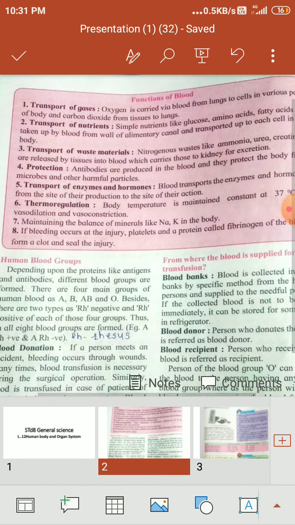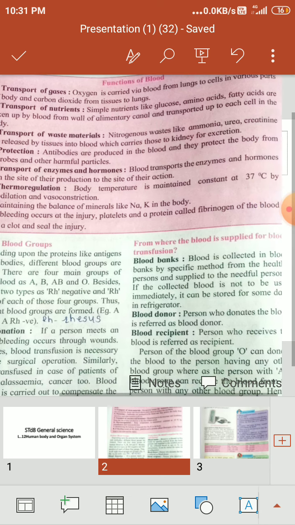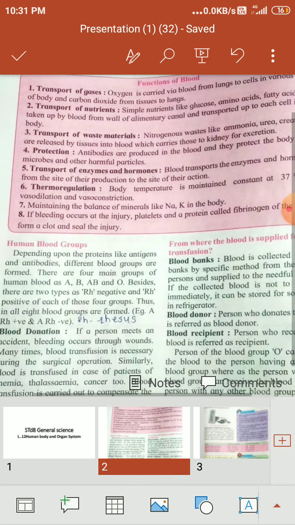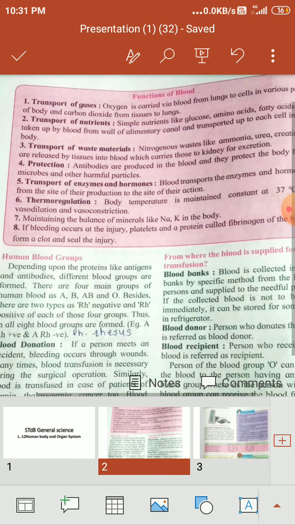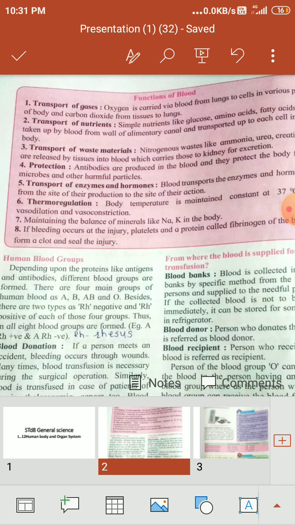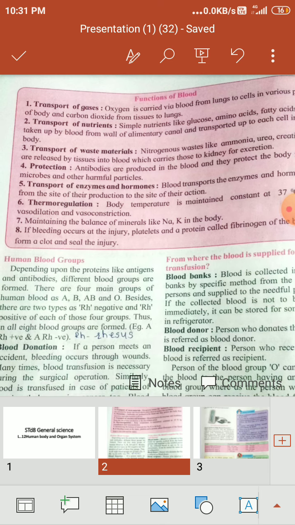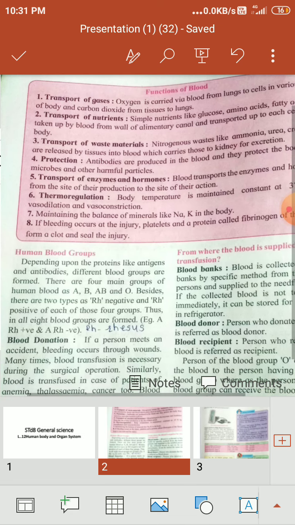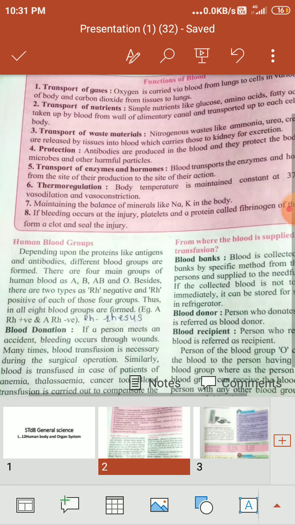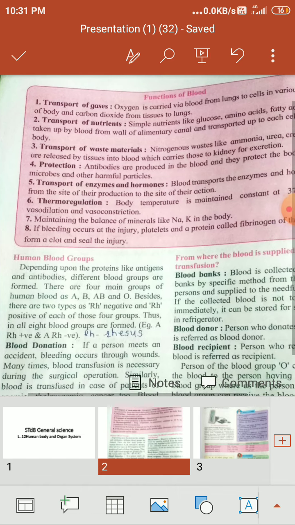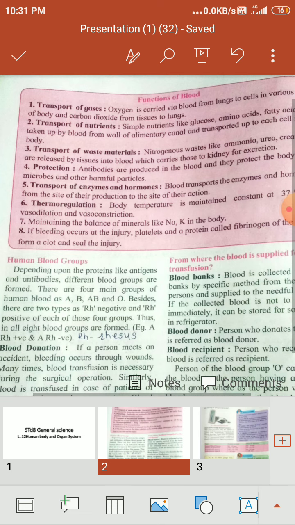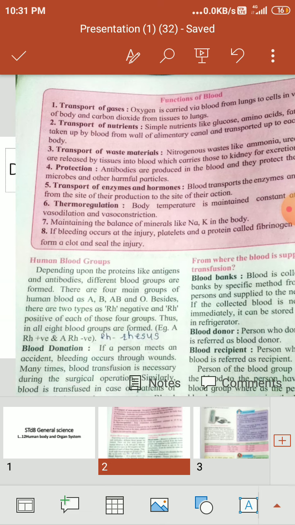Now, transport of waste material. As blood transports useful material, it also collects the waste material from cell to cell. Nitrogenous waste like ammonia, urea, and creatinine are collected by the tissue into blood, which carries them to the kidney for excretion. Protection: antibodies are produced in the blood and they protect the body from microbes and other harmful particles.